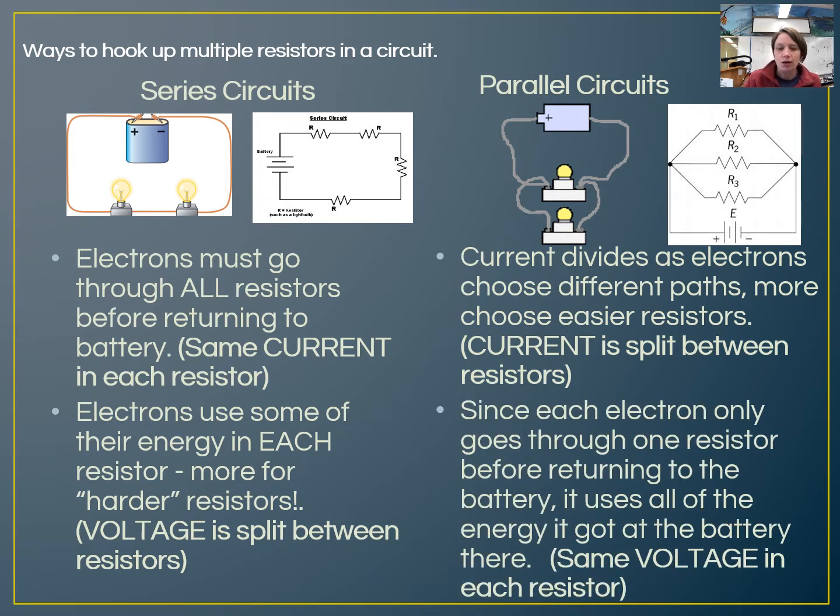Since each electron in the parallel circuits I drew above only has to go through one resistor before it gets to the battery, those electrons are going to be using all of their energy in that single resistor. So the voltage is going to be the same in this case, regardless of the resistance values, because there's only one place to use up that energy, so electrons use it all there.